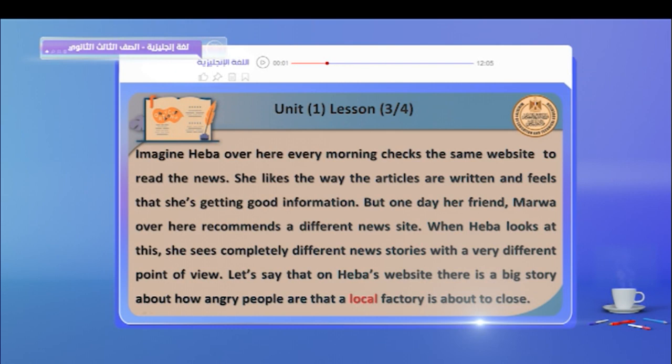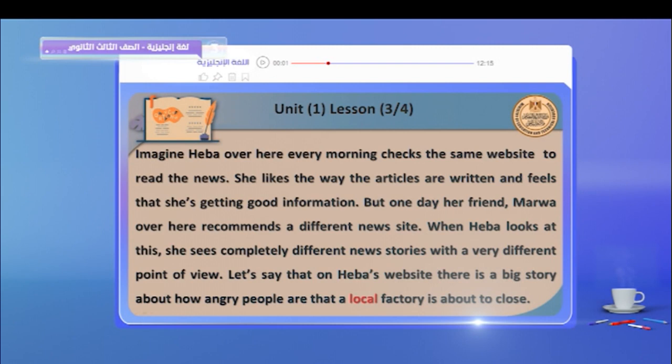Okay, I can use also the word for example to show that I'm going to give an example after this expression. يبقى كلمة for example بستخدمها عشان أبين إن أنا هدي مثال. Okay, let's check what's the example. Imagine Heba over there every morning checks the same website to read the news. We have one character here in the example. Her name is Heba, and she checks the same website to read the news every morning.